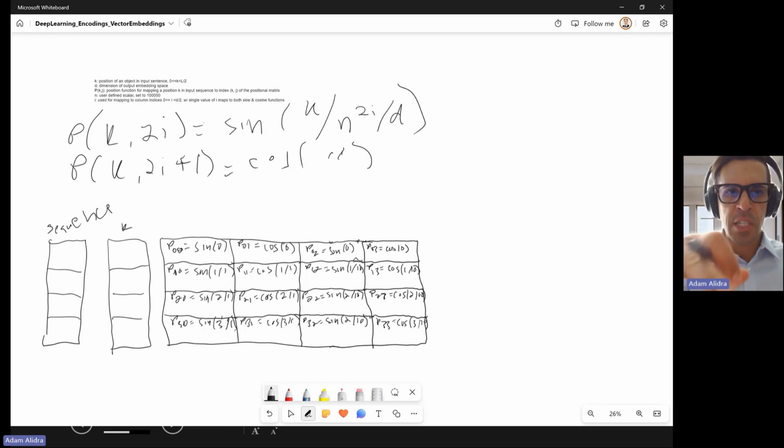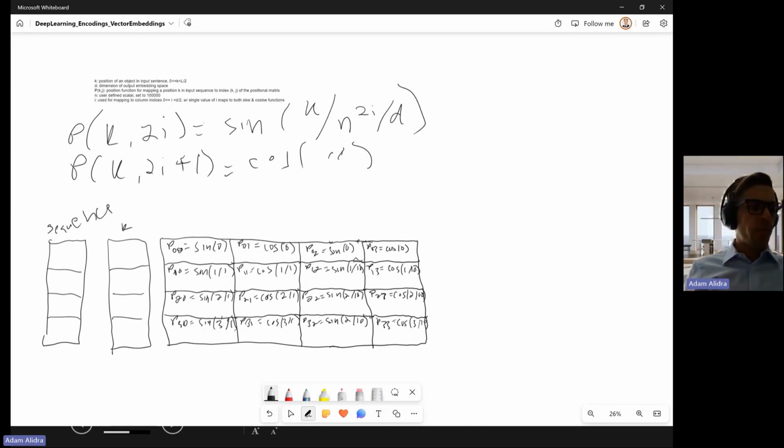P(k, j) represents the position function for mapping a position K in the input sequence to index (k, j) of the positional matrix. And N is a user-defined scalar, set in this case to 100,000. Then I is used for mapping to column indices, where I is greater than or equal to 0 and less than D divided by 2, with a single value of I mapping to both sine and cosine functions.